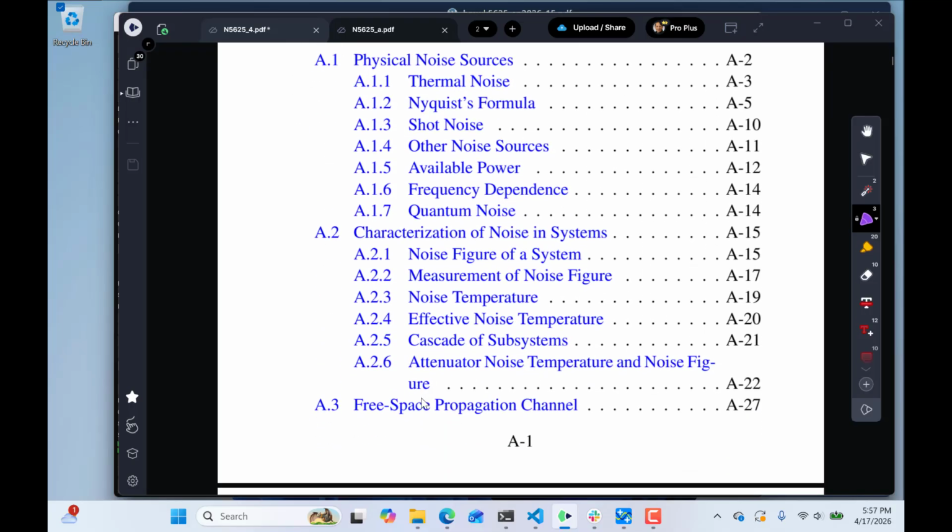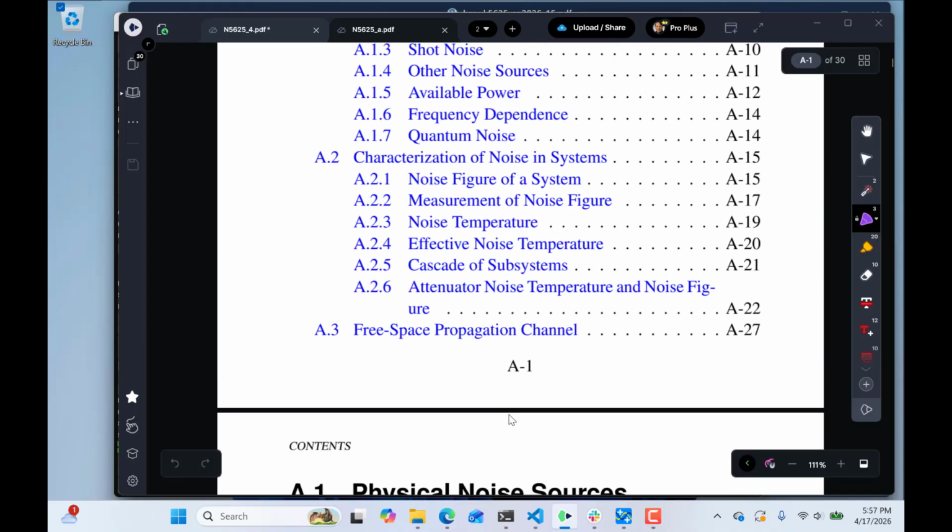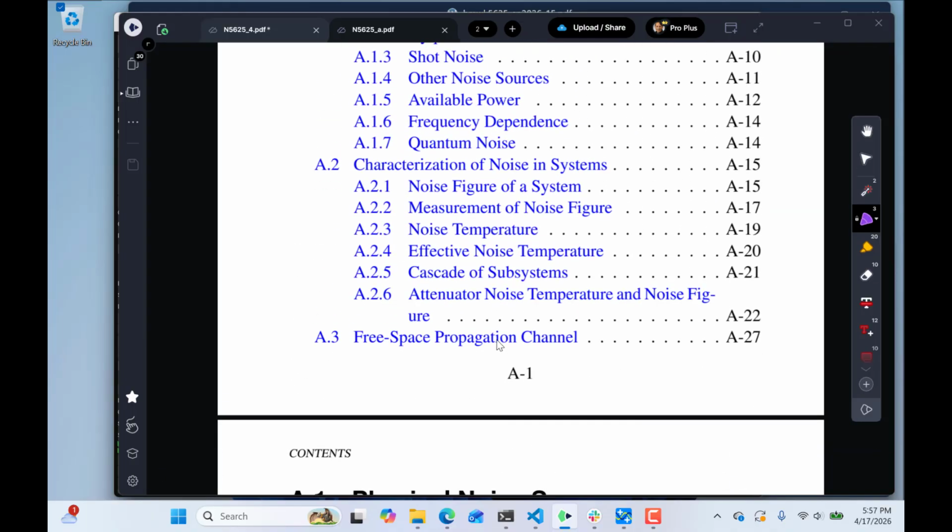Then the most interesting part that I'll want to zoom in on for the lecture, besides doing the exam review, will be characterization of noise in systems. And this is things such as noise figure, noise temperature, effective noise temperature, cascading systems. As an example, for attenuators, the noise figure is the attenuation value. We'll look at that. And then how to do a free space propagation example, like for a SATCOM link or just a terrestrial link. So these are things we'll be talking about when I return.